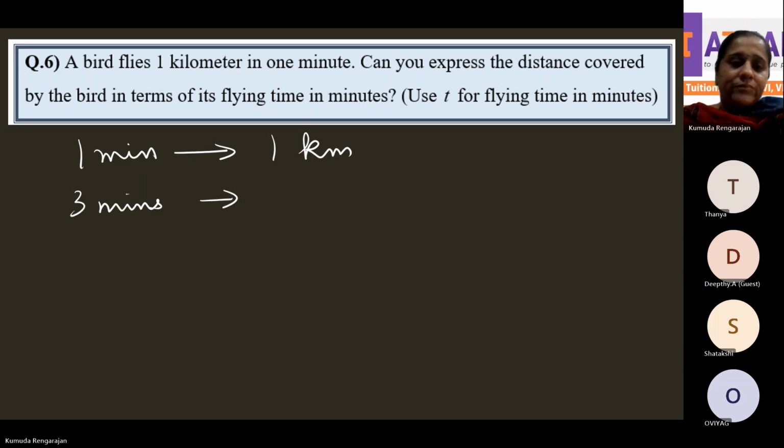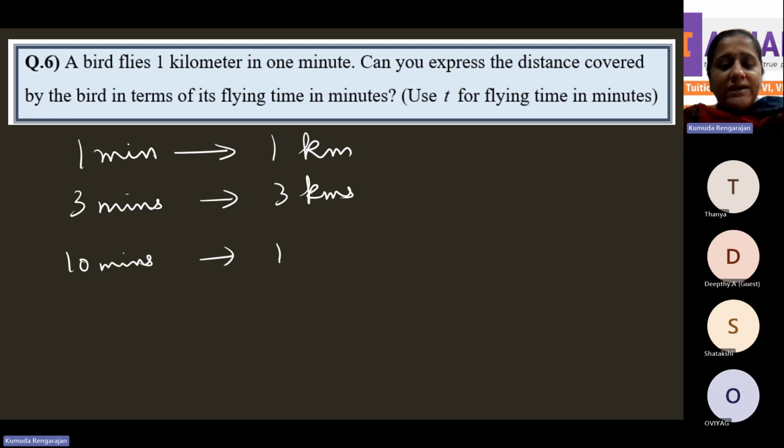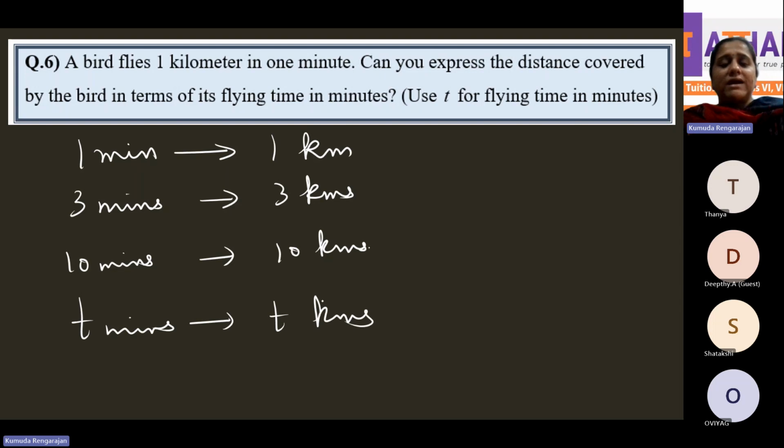So in 1 minute, the bird is able to cover a distance of 1 kilometer. So in 3 minutes, 3 kilometers. In 10 minutes, the bird can fly 10 kilometers. So in T minutes, the bird will fly T kilometers. See the pattern. 1 minute, 1 kilometer. 3 minutes, 3 kilometers. 10 minutes, 10 kilometers. In T minutes, T kilometers.